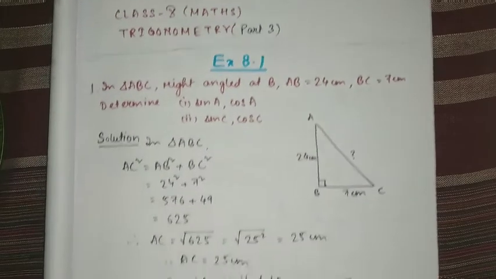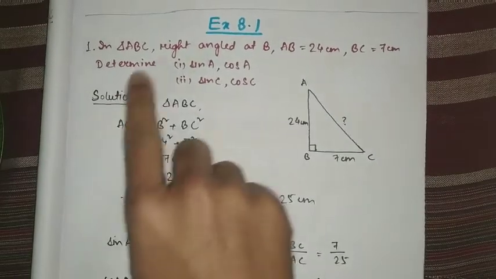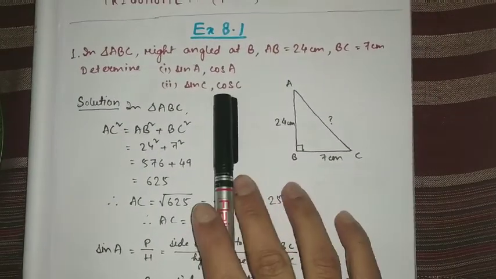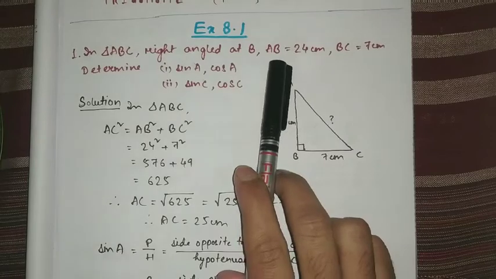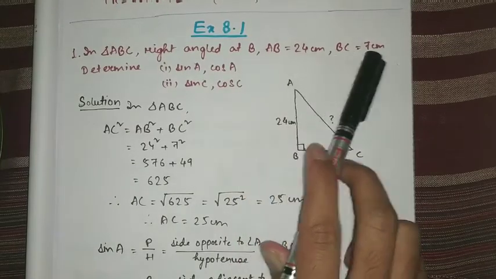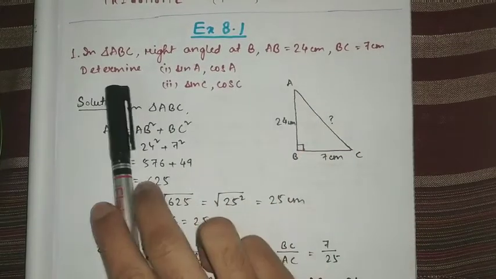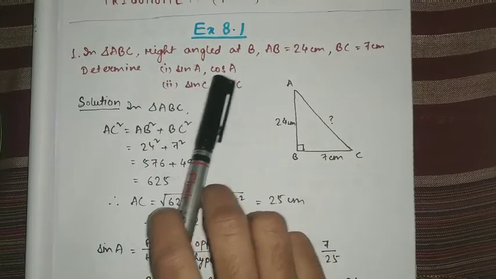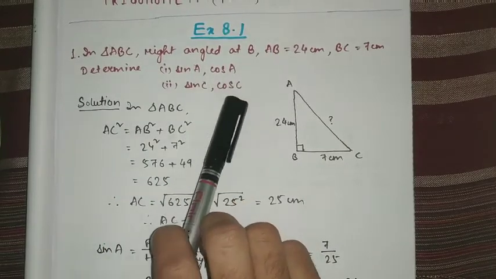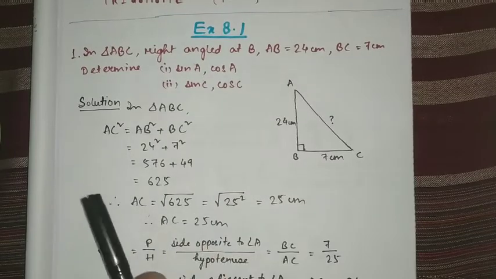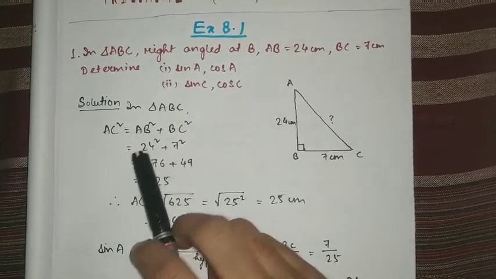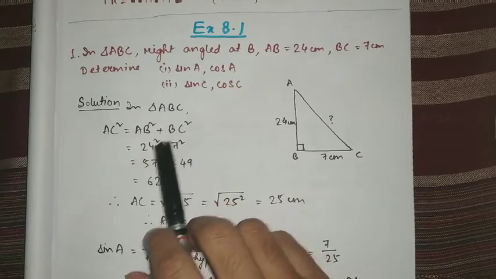So the first problem is, in triangle ABC, which is right angled at B, the length of AB is 24 cm, BC is 7 cm, and we have to determine sine of A, cos of A, sine of C, and cos of C. So the first thing that we do in any trigonometric problem is try to draw the diagram of the triangle.